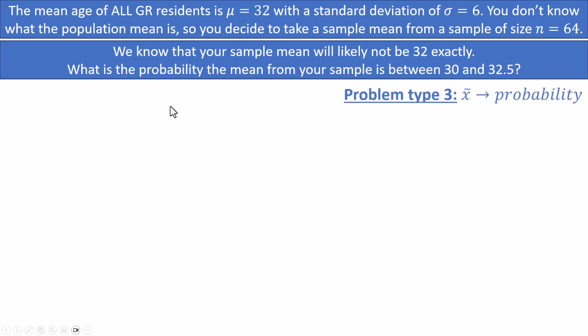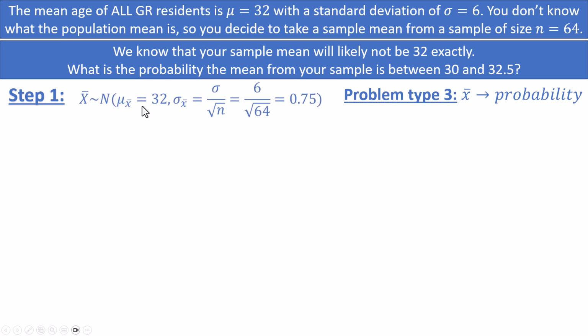Once again, you should recognize that it's a probability related to the sample mean. So we're going to be using the problem type 3 steps here. We're going from a sample mean to a probability. The very first step is to write out the distribution of our sample mean, which we've already done in previous parts, so I'm just copying that over here.